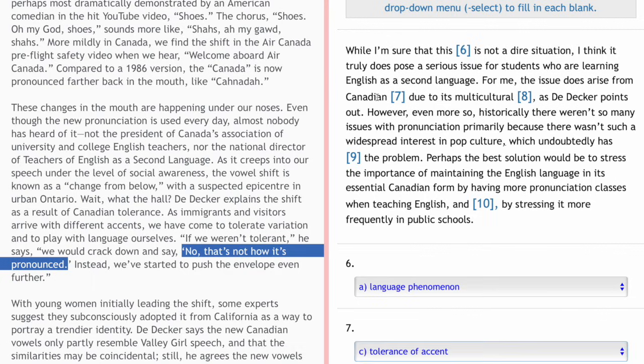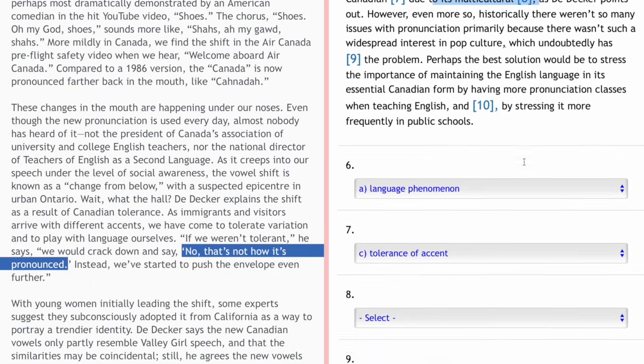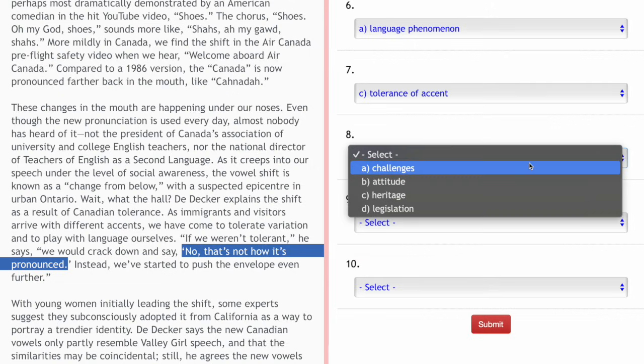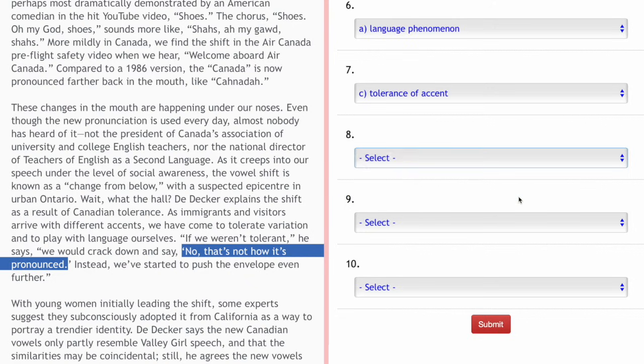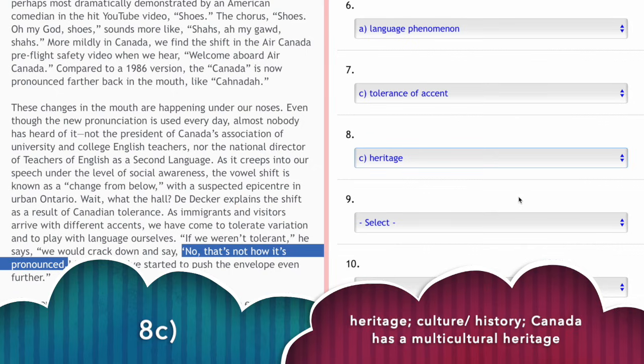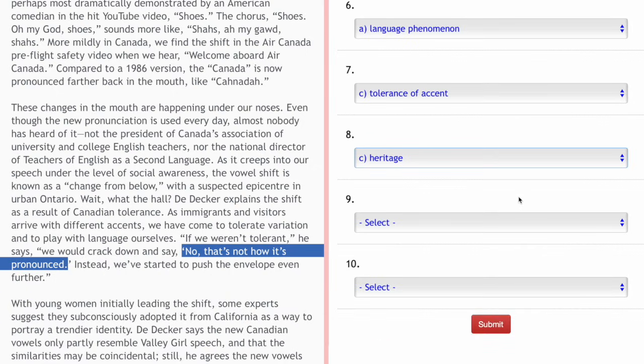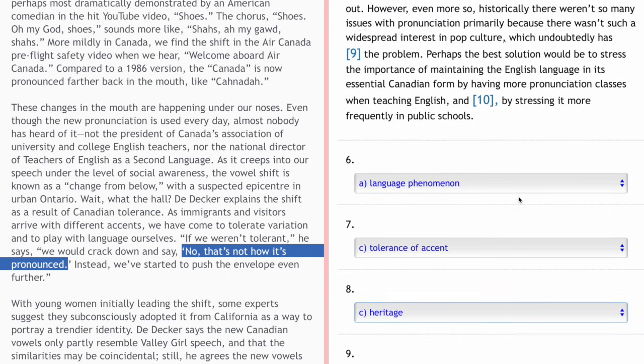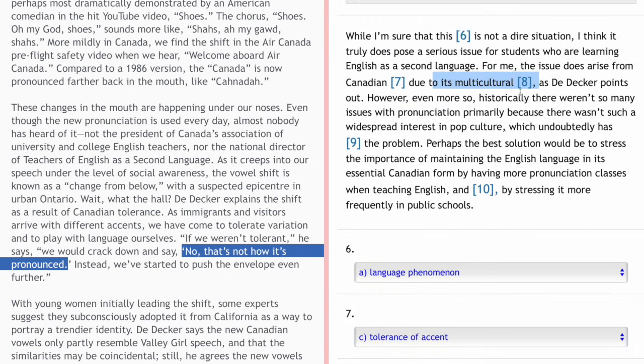And why do we accept it? Canadian tolerance of pronunciation due to its multicultural challenges, attitude, heritage, legislation. This one for sure would be heritage. Heritage means multicultural society, heritage, many different cultures. So in Canada, we have a multicultural heritage because we accept so many people from so many different countries, and it's great. Okay? I think it's great.